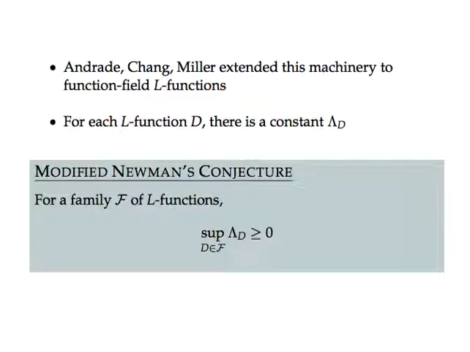Andrade, Chang, and Miller extended the machinery developed by Newman to L functions for function fields. For each L function, there is an associated de Bruijn-Newman constant. In this setting, we must consider a modified Newman's conjecture. The supremum of de Bruijn-Newman constants over a family of L functions is greater than or equal to 0.